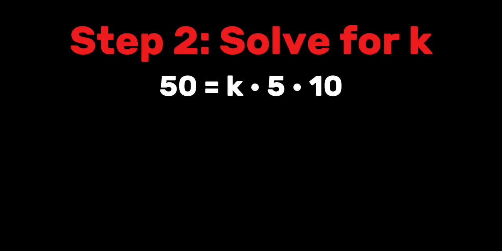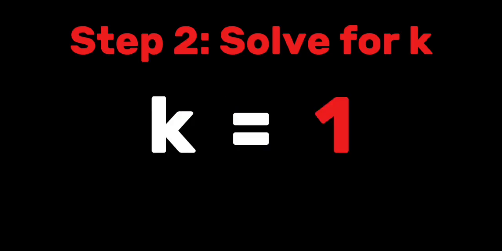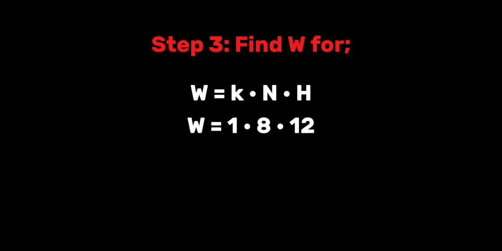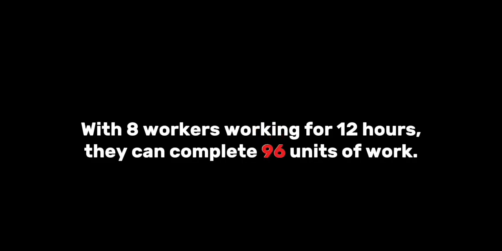50 is equal to K times 5 times 10. Therefore, 50 is equal to 50K, and we divide both sides by 50, so we get K is equal to 1. And step 3, find W for N is equal to 8 and H is equal to 12. We get W is equal to 96. So our final answer is, with 8 workers working for 12 hours, they can complete 96 units of work.